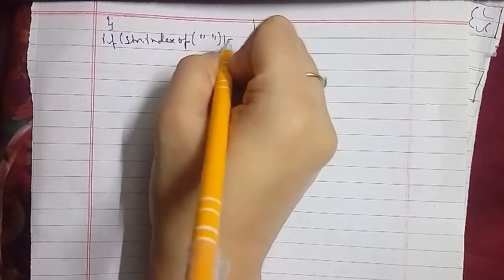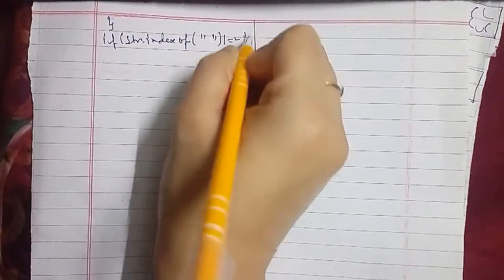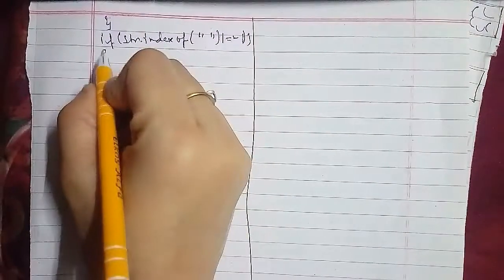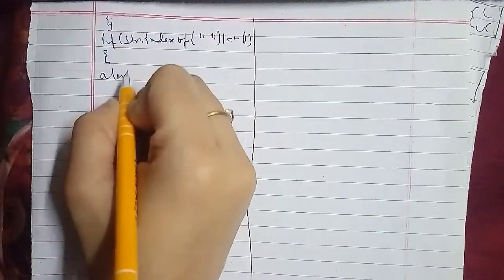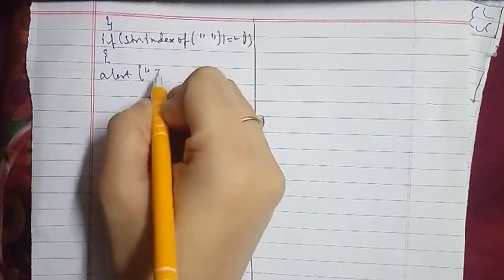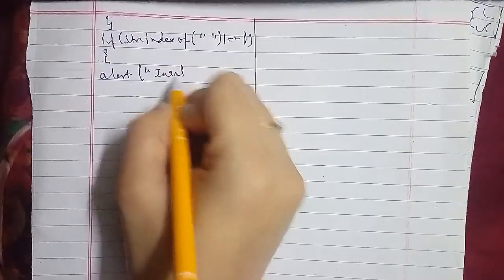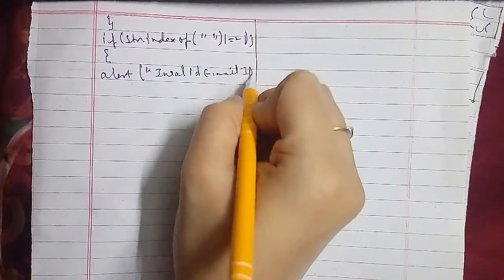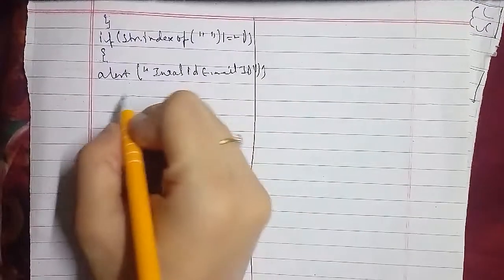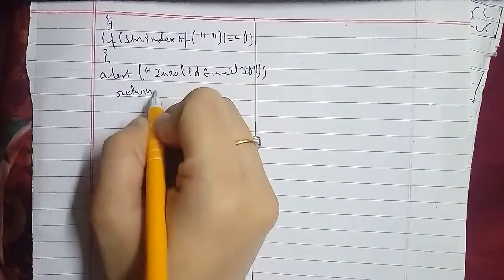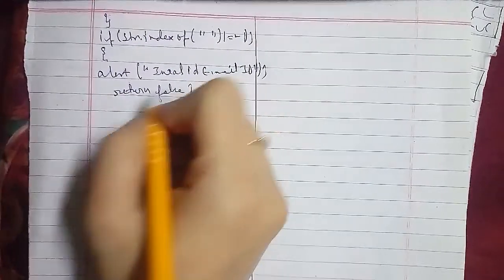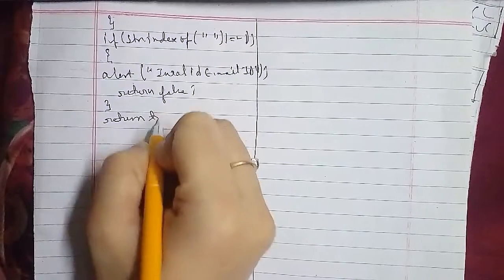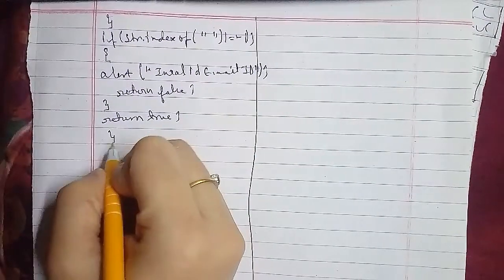HTML, then head, then title, that is the student registration form, title close, script type equals to text slash JavaScript.